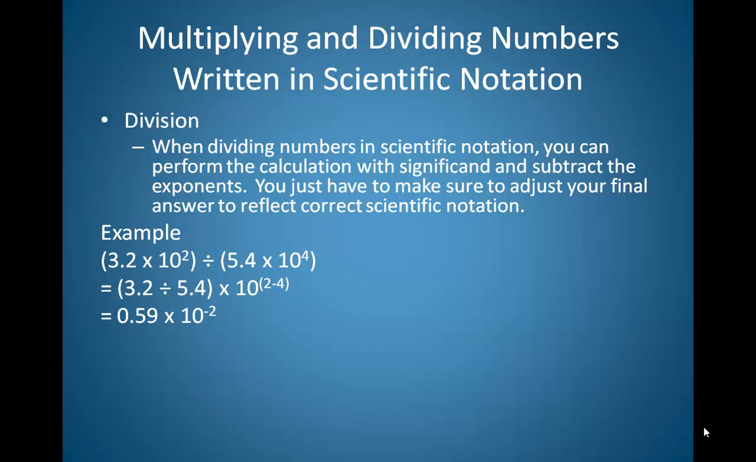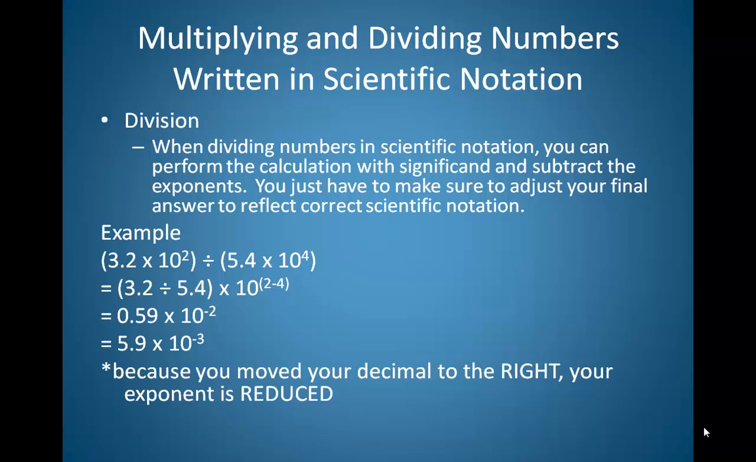Now again, notice our decimal is not in the correct place. It is before the first non-zero digit, leaving us a 0 placeholder in front of us. So we're going to have to move our decimal one time to the right. And what happens to our exponent when the decimal gets moved to the right? It gets reduced. So we end up with 5.9 times 10 to the negative third. Remember, because you moved your decimal to the right, your exponent is reduced.